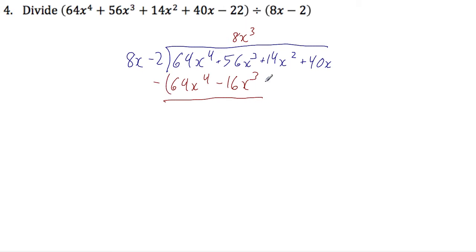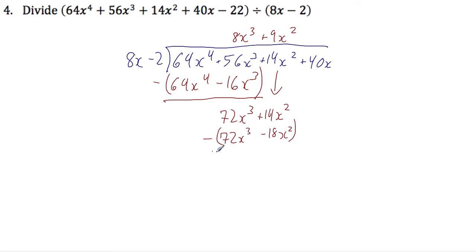Now what I do is I subtract these values. The first term should cancel out, so it should be 0. I get 56x to the 3rd minus a negative, so that's plus 16x to the 3rd. So that's going to be 72x to the 3rd. Then I bring down my 14, so plus 14x squared. 72x to the 3rd divided by 8x is 9x squared. 9x squared times 8x is 72x to the 3rd. 9x squared times negative 2 is minus 18x squared.